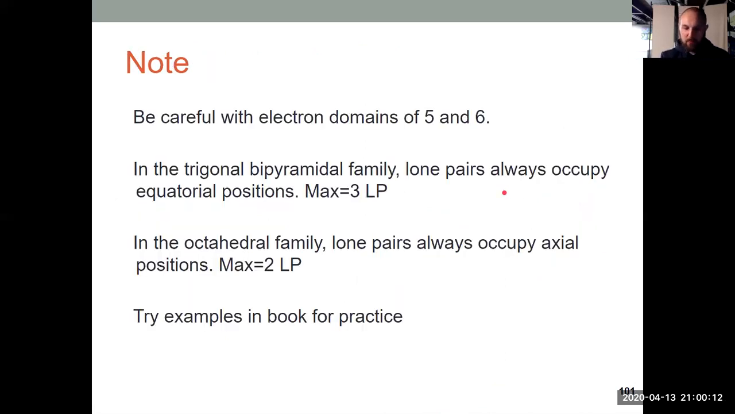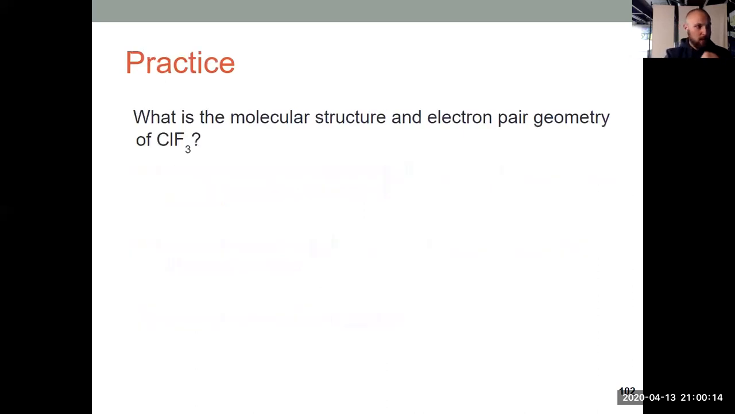Plenty of examples in your book for practice. Including one right here. You can practice drawing the Lewis structure for ClF3. Get the molecular structure and then the electron pair geometry. Pause the video, give that one a shot. Your electron pair geometry is trigonal bipyramidal. Your molecular structure for ClF3 is T-shaped. Okay.